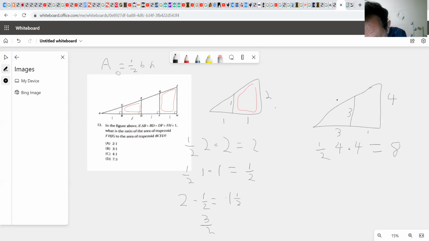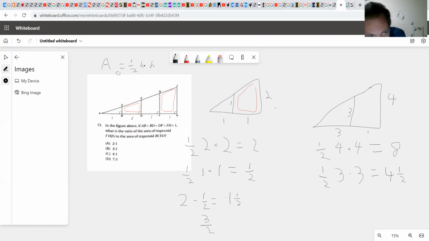Now let me try this triangle with a base of 3 and a height of 3. So again, 1/2 times 3 times 3, right? Well, I know 3 times 3 is 9, and half of 9 is 4 1/2. So 4 1/2, right?